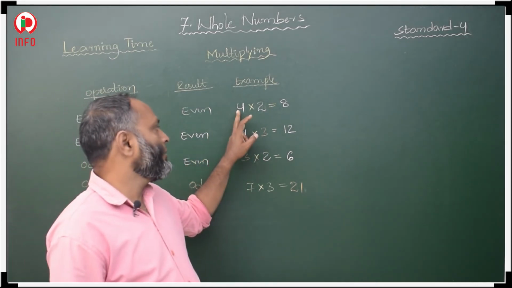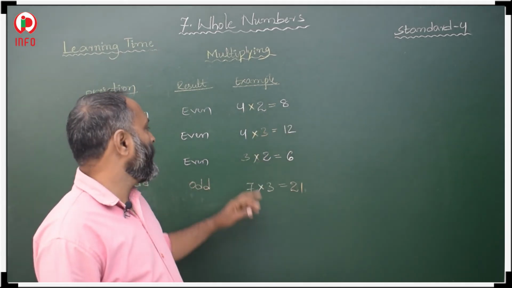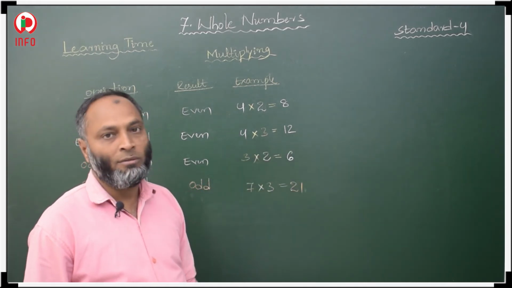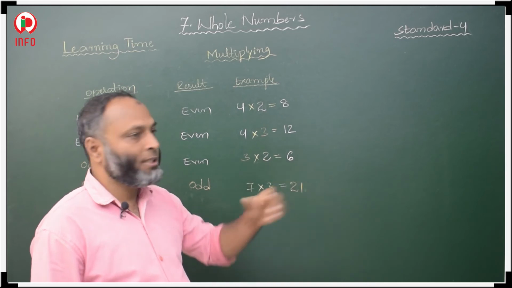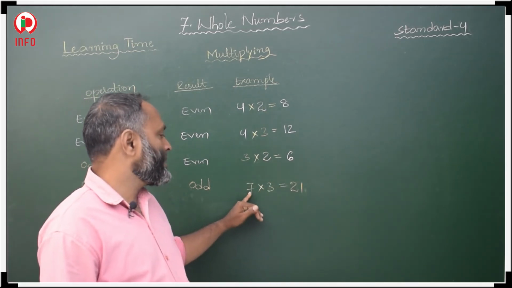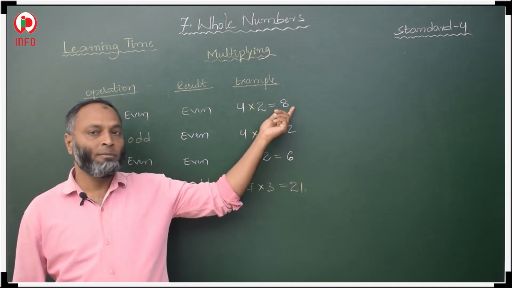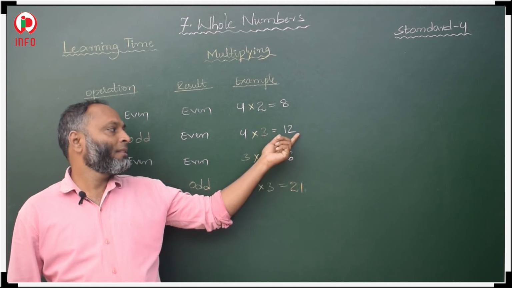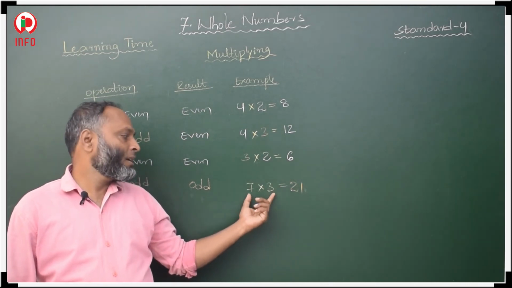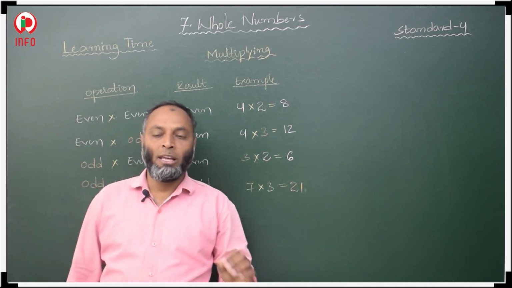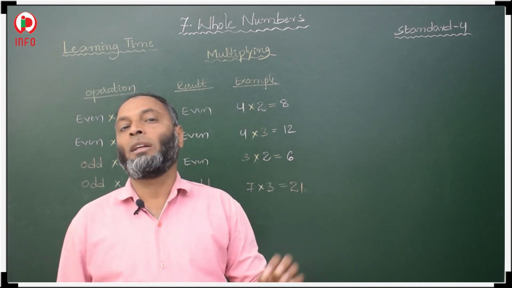See here, two even numbers: 4 into 2, 4 2s are 8. One even number and one odd number: 4 3s are 12. One odd number and one even number: 3 2s are 6, which is an even number. Two odd numbers, 7 and 3: 21, which is an odd number. So even into even is even, even into odd is even, odd into even is even, and odd into odd is odd.